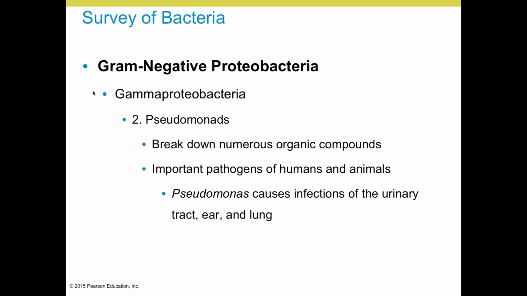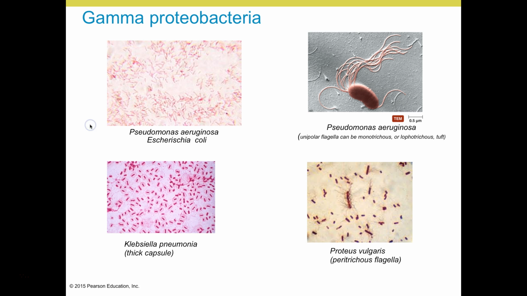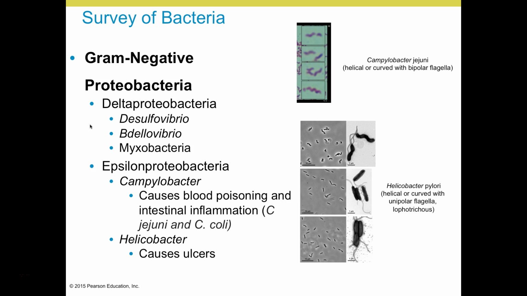Very common bacteria you probably heard about, your Pseudomonas. They're infectious to the urinary tract, ear, lungs, and through your inner connective tissue under the skin. More of these gram-negative proteobacteria. Here we have delta proteobacteria and your epsilon proteobacteria. One of the common bacteria you might have heard is the Helicobacter, which is the main bacteria that causes ulcers.